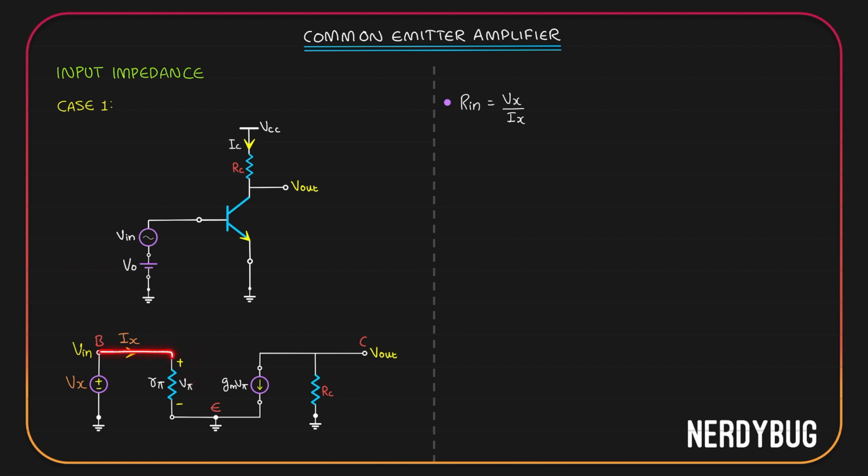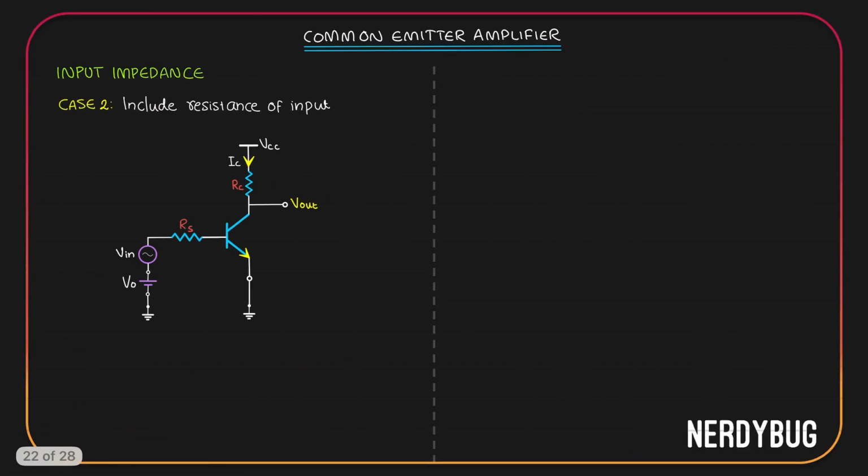Ix is the current that will be flowing through R pi, but current flowing through R pi is V pi by R pi. So we can write V pi is Ix R pi and it is also equal to Vx. So Vx is Ix R pi, which means Vx by Ix is R pi, which means our input impedance is simply R pi. Let's take the second case where we will include the resistance of the input. I have an Rs for resistance of the source. In that case, the small signal model will look like this.